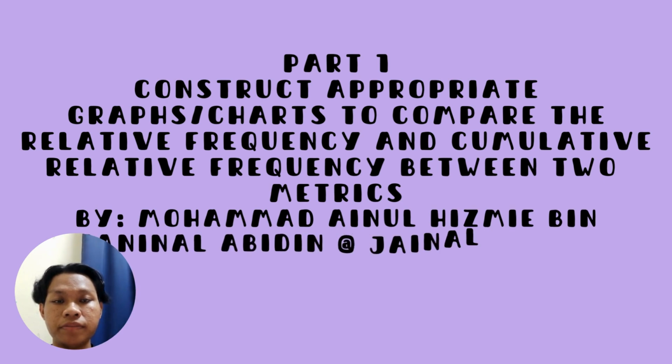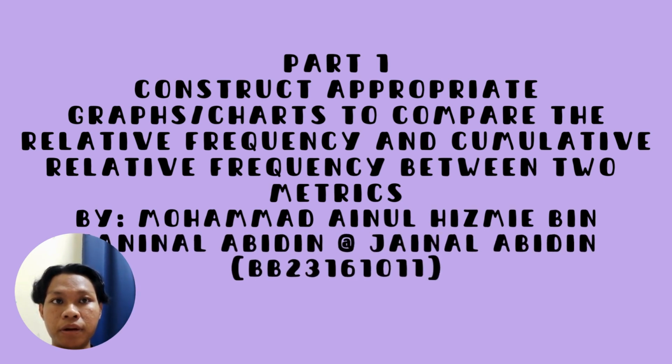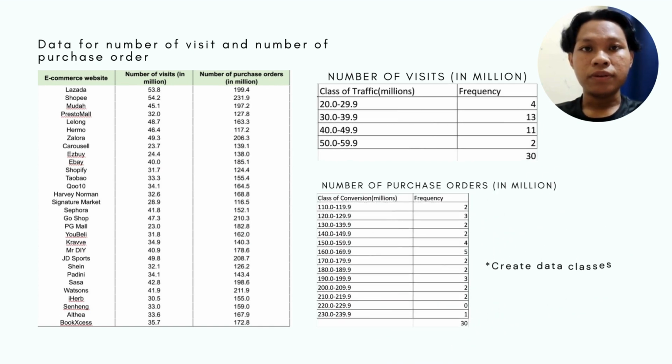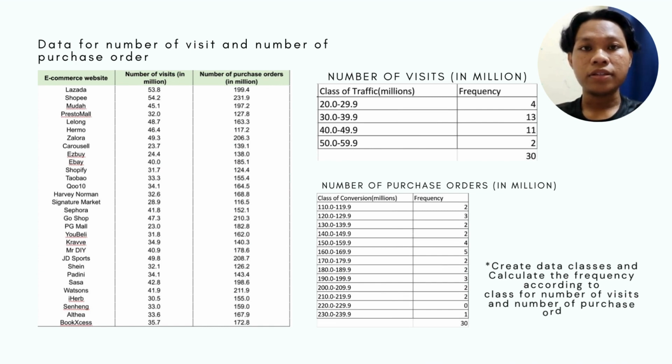BT233061011. Today I will present my part, which is part 1, relating to relative frequency and cumulative relative frequency. This is the data for the number of visits and the number of purchase orders. Based on the data, I have made a frequency table based on the classes that I have divided into 4 classes. The first class starts from 20.0 to 29.9 until the last class, which ends with 50.0 to 59.9.